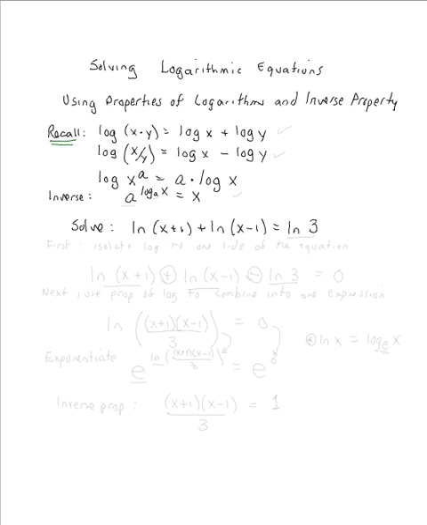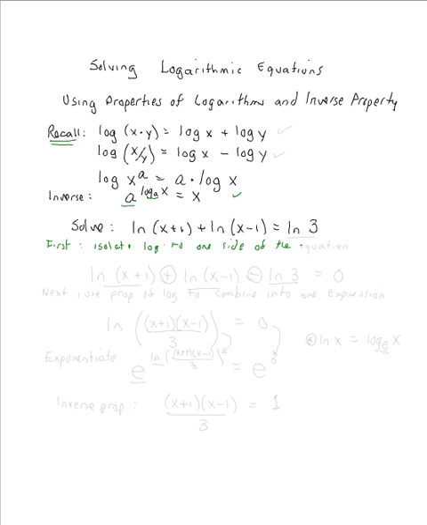And of course we will need our inverse property. Any base a to the log base a of x is x. The base a and the log base a are the inverses of each other. Given our equation with these natural logs, first, we want to isolate these logarithms. We want to isolate the logs and get them on one side of the equation. We will be able to combine them afterwards.